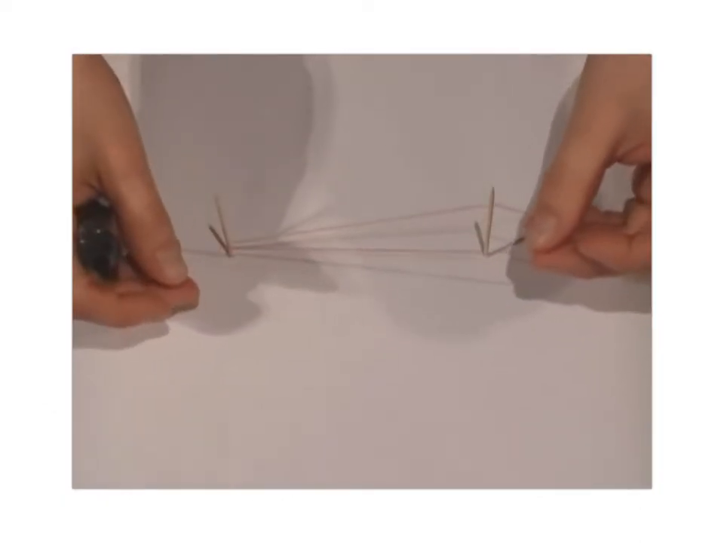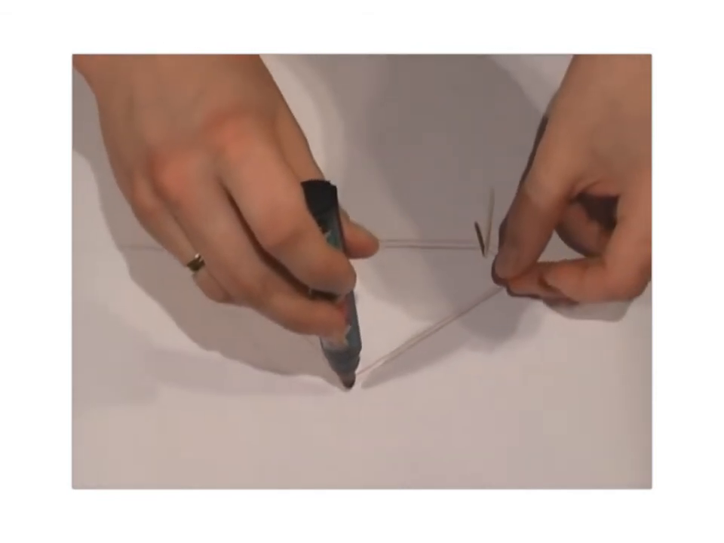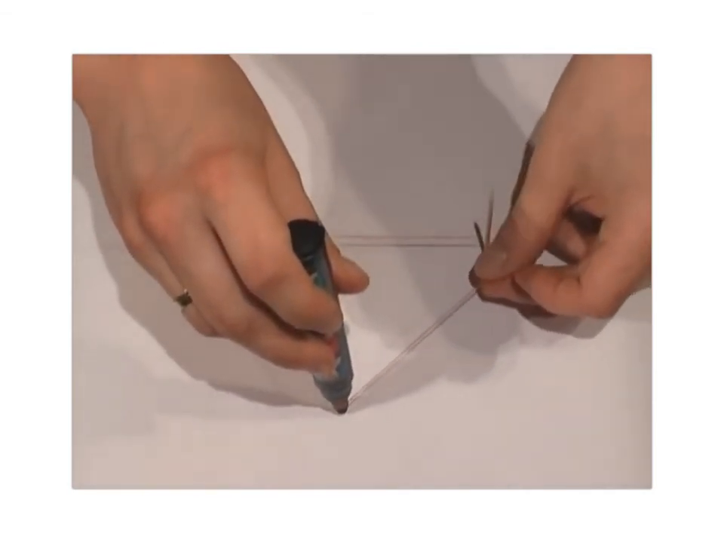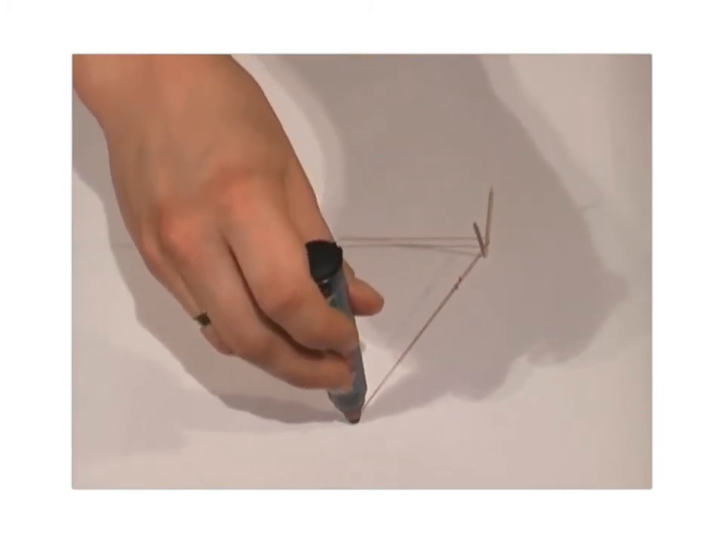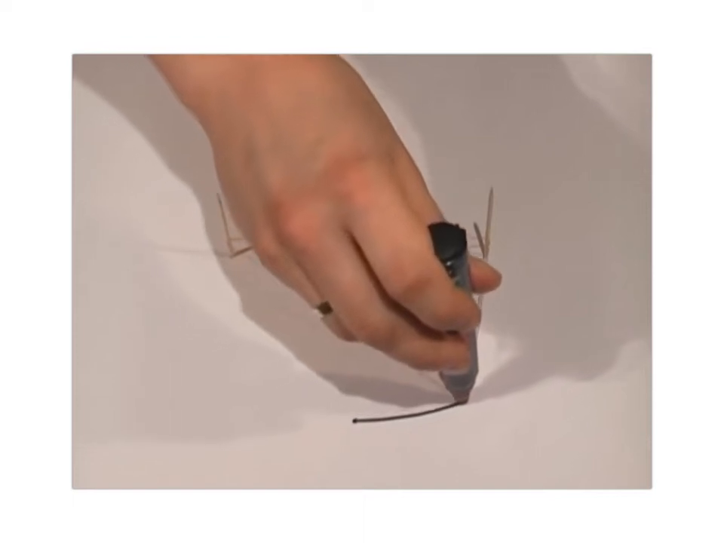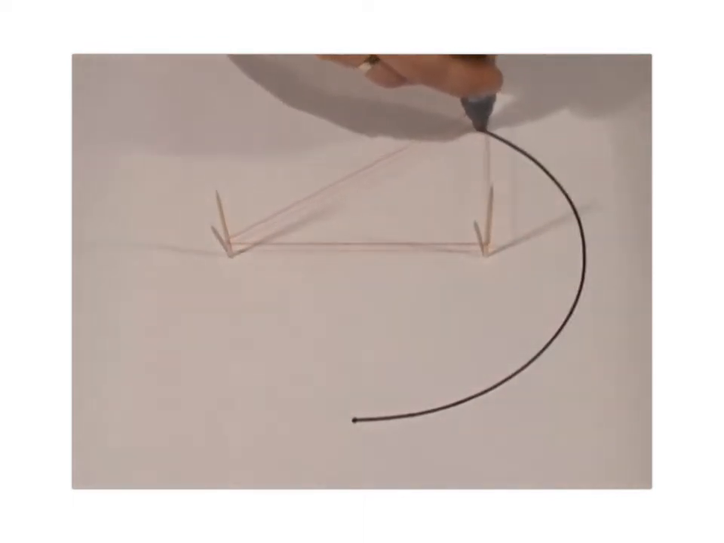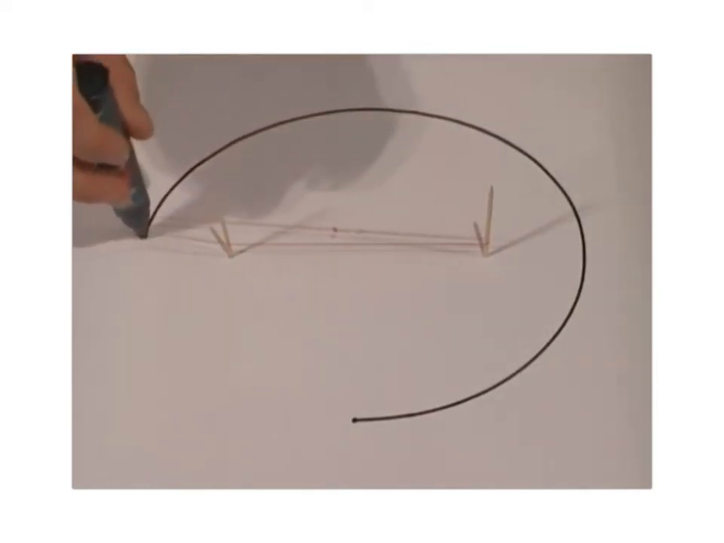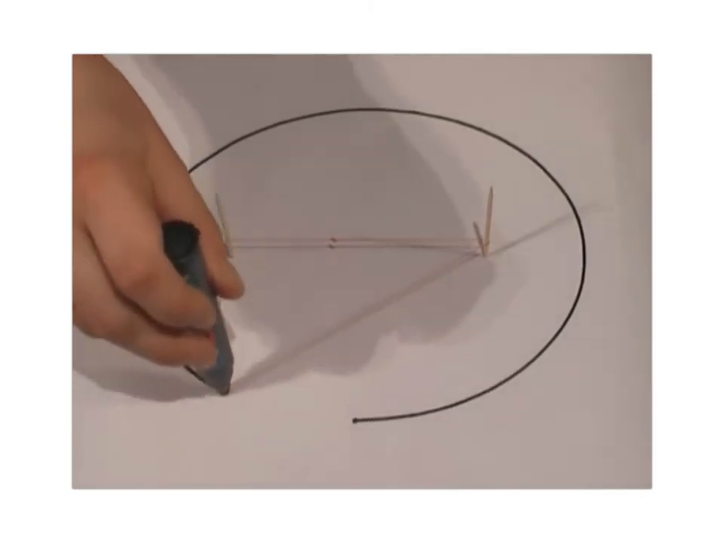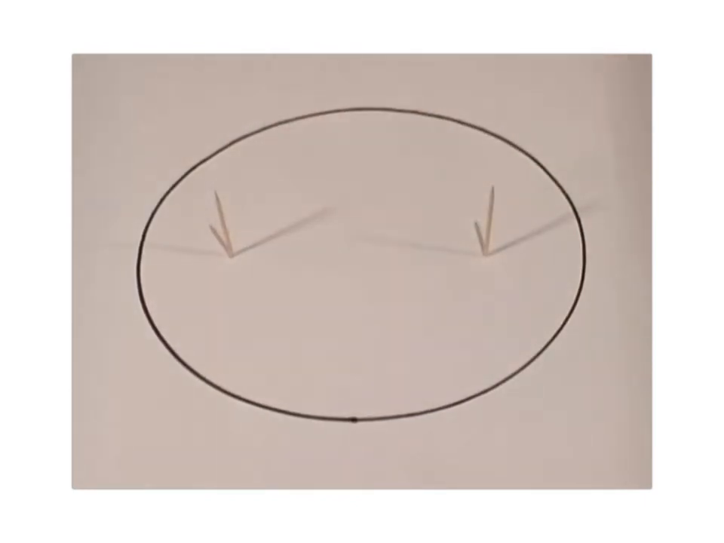So had we been in class, I would have done this on the board for you guys. I would have put two magnets down and then used a string to do this. Watch what happens. So just those two toothpicks and a piece of string makes a perfect ellipse. And that happens because of the definition, which we're going to see on the next page.